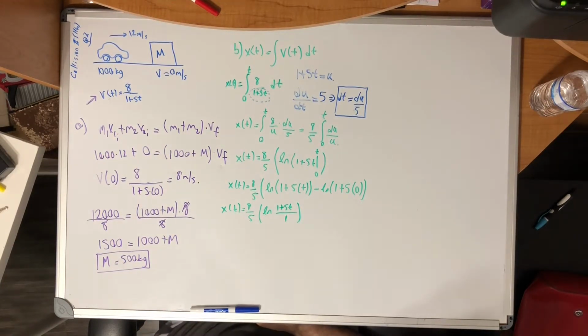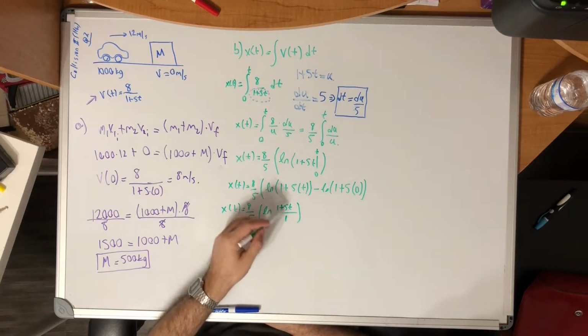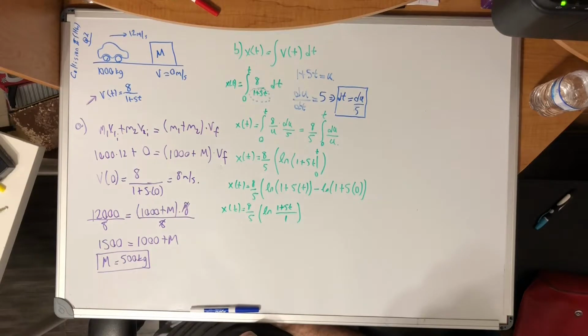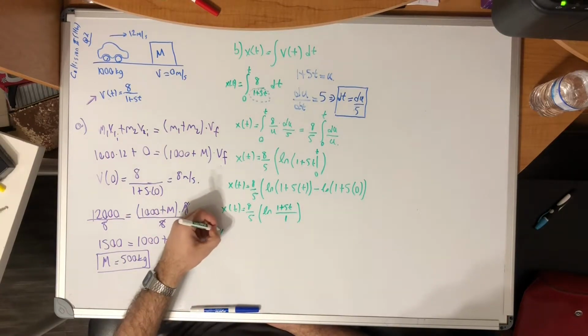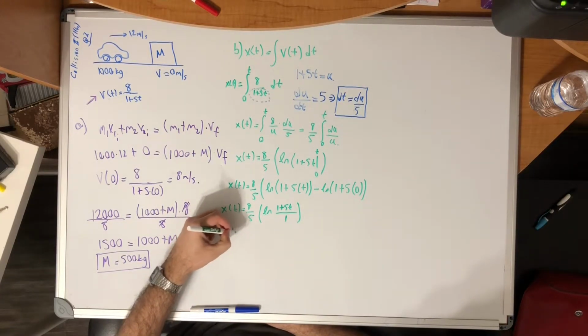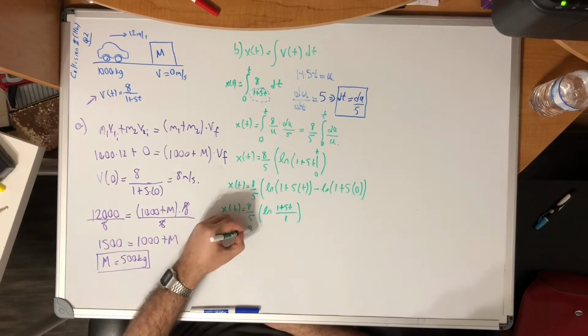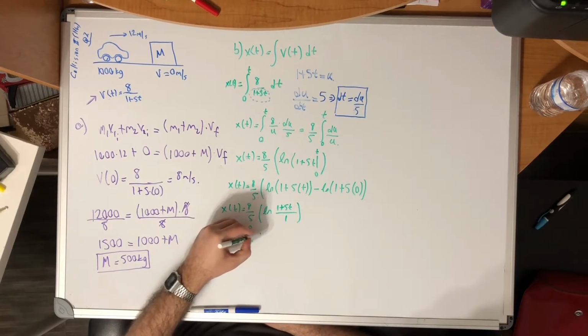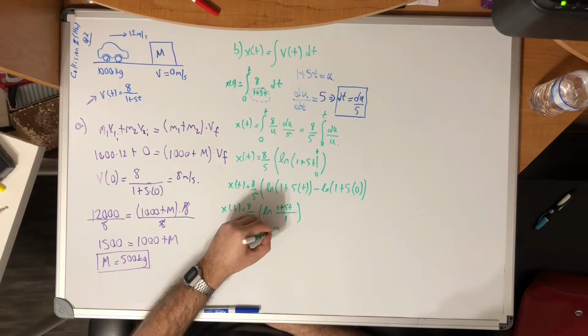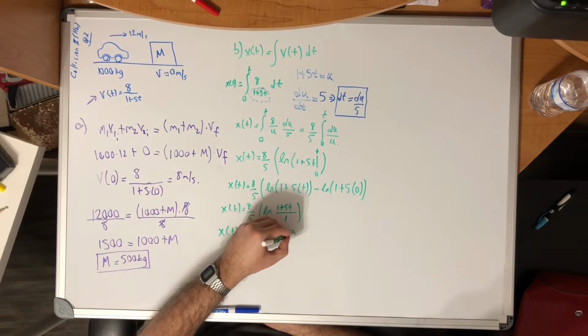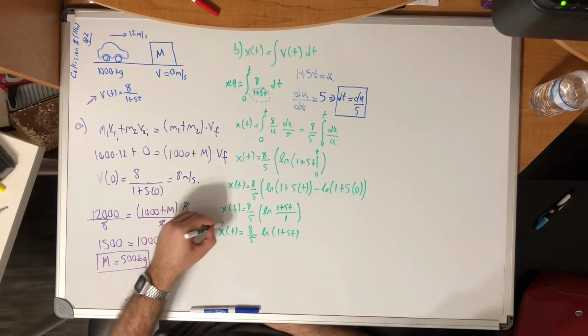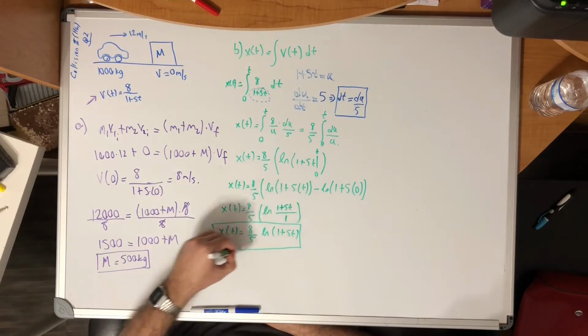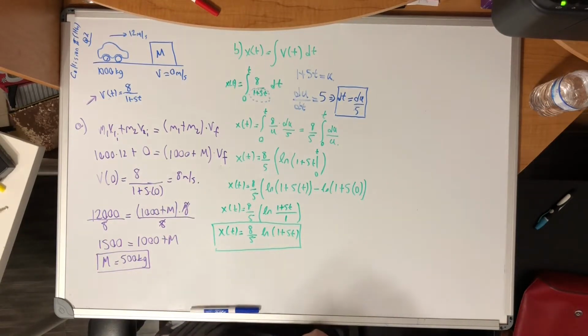Then this is basically your function. And if you divide anything by 1, this is just itself. Then my position function with respect to time is 8/5 ln(1 + 5t). So this is my position as a function of time.